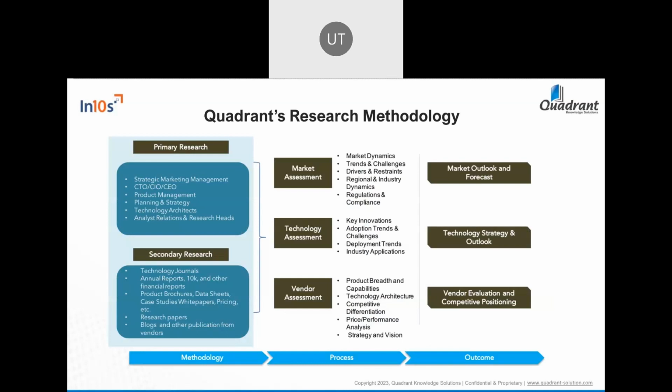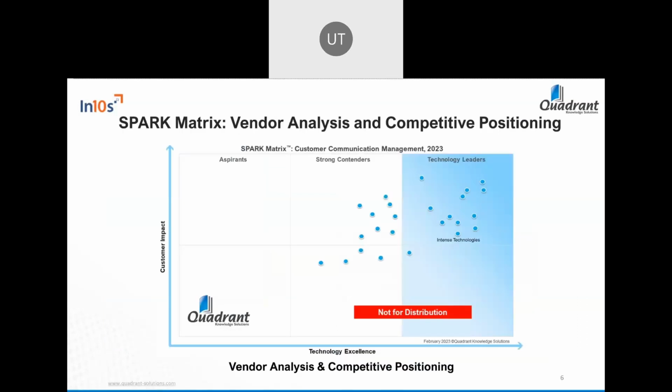So as you can see, when we're doing the primary research, we're talking to the top management, we're talking to the concerned team, product management, planning strategy, to understand the product in a more detailed manner. And during that 60-minute briefing session, we also have a product demo. So we also look at the product, how user friendly it is, how the end users would actually think that it is. So there is a lot of evaluation that goes into our Spark Matrix. Bhavna, if you could move to the next slide.